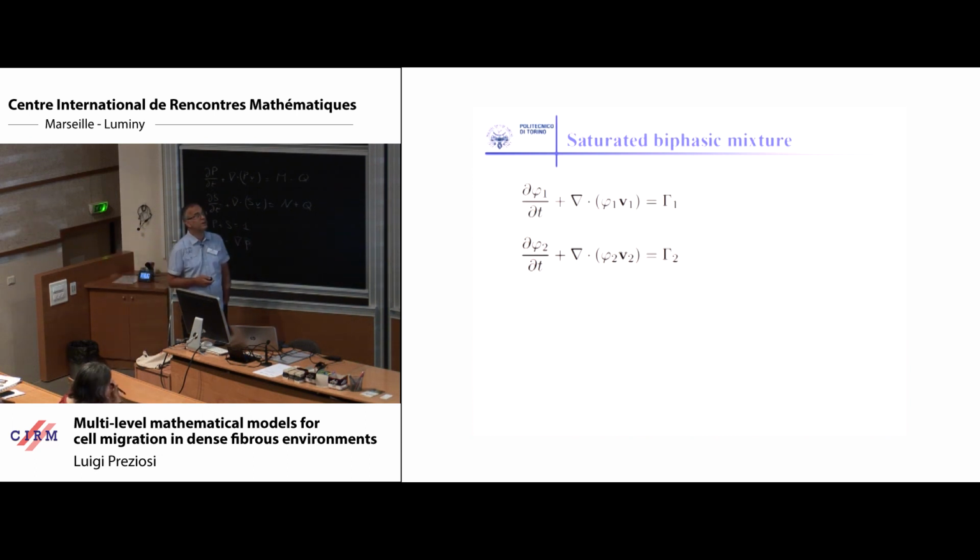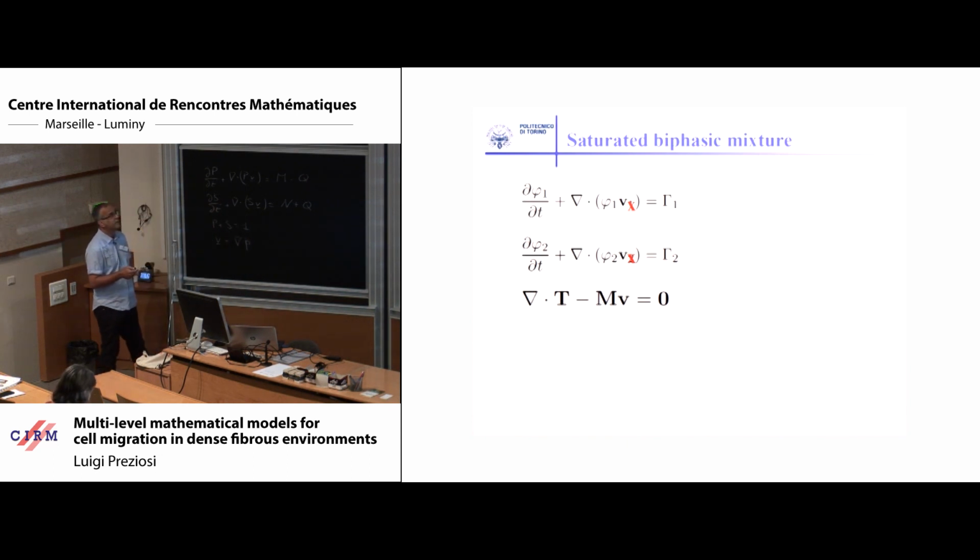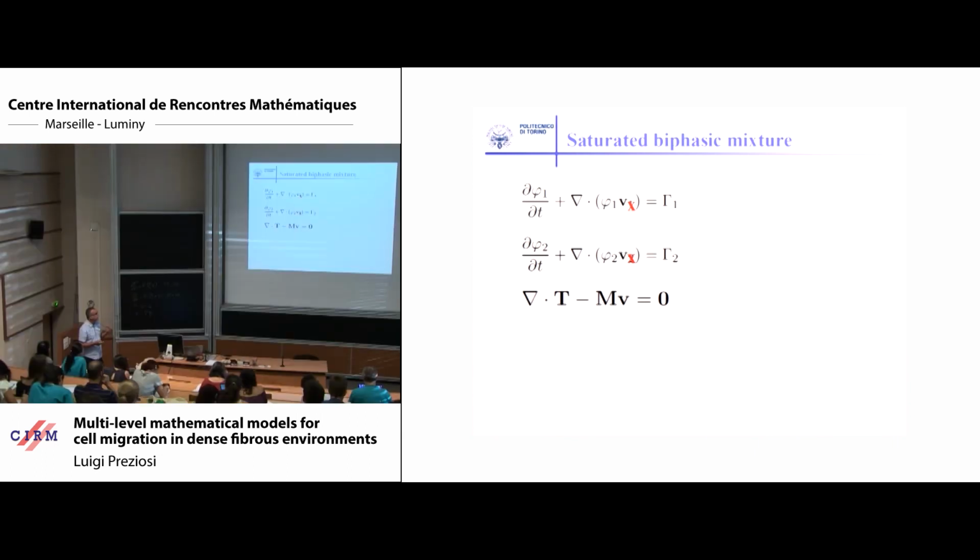So if I have two cells that are saturated, then phi1 and phi2, sorry, and I assume that the velocity is the same. Then in this case the velocity is the same. I need only one equation of the momentum, and this might be this one, this equation here.